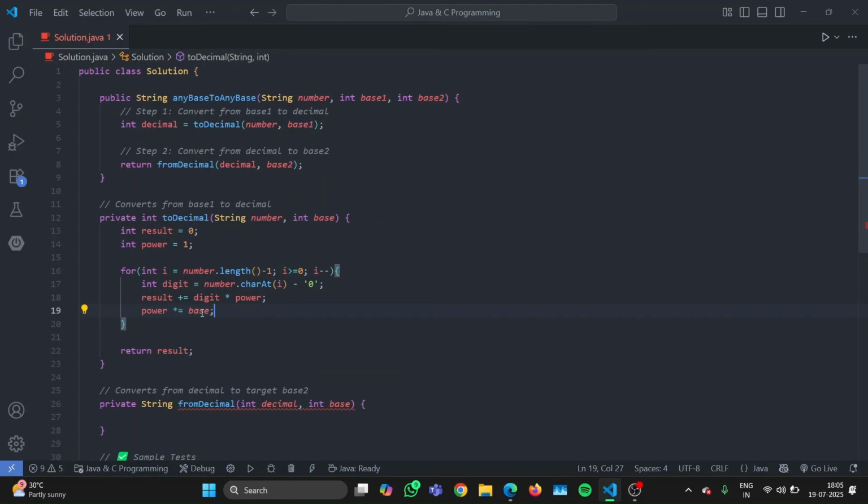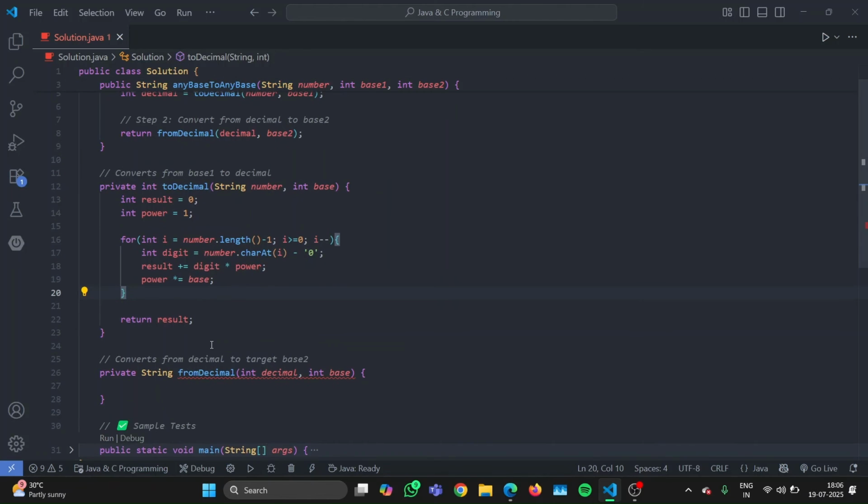So I think it will be 10 over here, because we will pass the base in this parameter, base 1. We will pass the value as 10 because the base of the decimal system is 10, and then we can convert it into the decimal number system. Here we have multiplied the power with the base so that we can get the next place value in the next iteration. So that pretty much sums up our problem for the given number to decimal part.